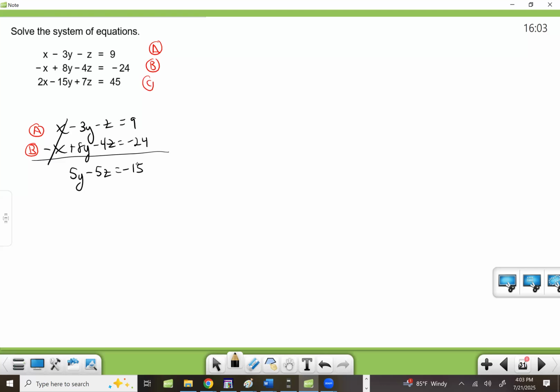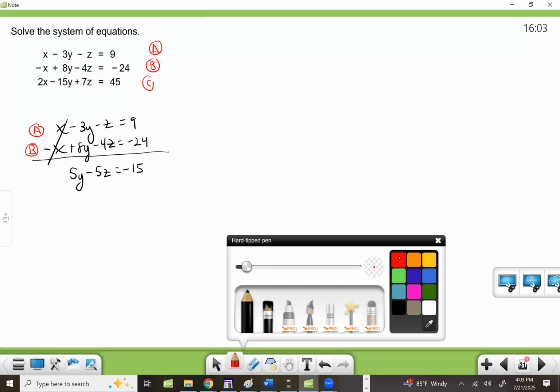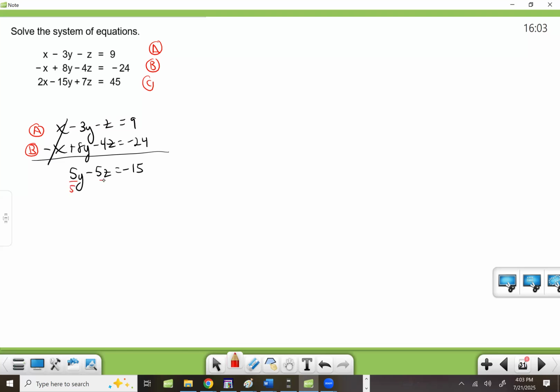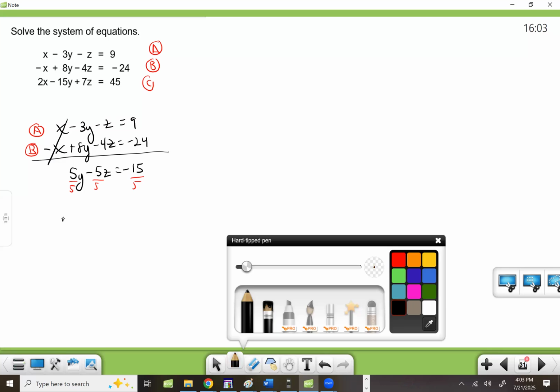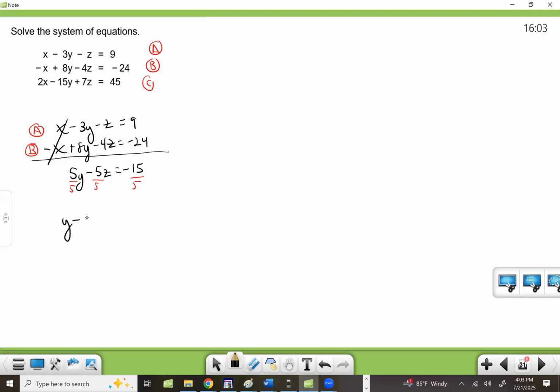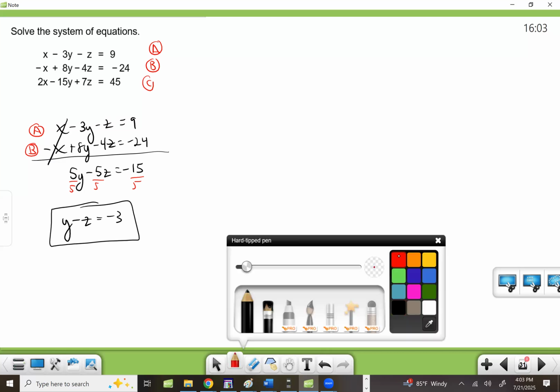Now, one thing that I am noticing is that 5 goes into all of these numbers. So I might just divide every single number by 5 just to shrink this down a little. This isn't a requirement, but it is nice to deal with these smaller numbers. So remember, this is our equation D.